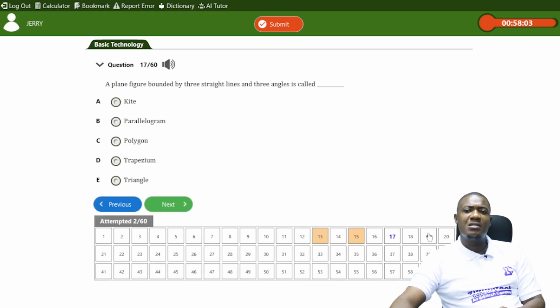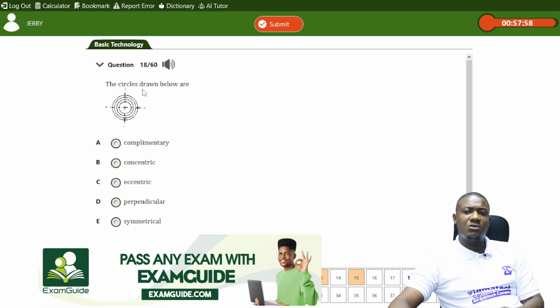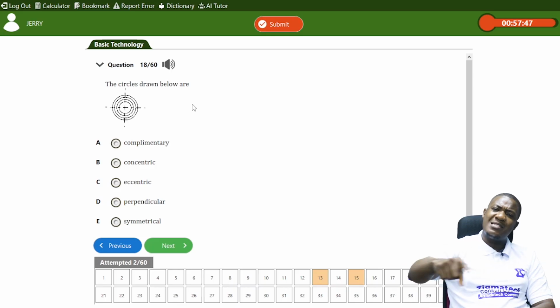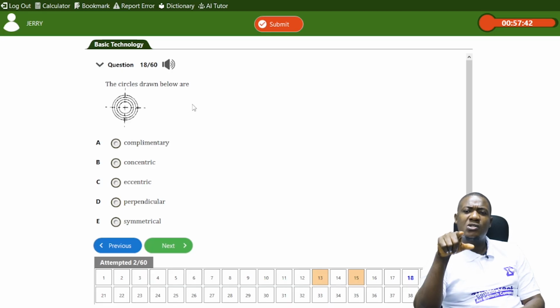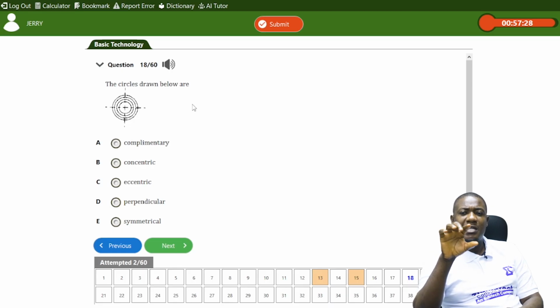We have different questions here to attend to. Look at this. The circles drawn below are... You see why I say it's important you practice questions. In the course of this class, we can have circles drawn in circles. If these circles all have a uniform center, we say that such a circle is a concentric circle. Like the one we are seeing on the screen here, it's a typical example of a concentric circle because we see all of them have a uniform center regardless of the size of the circle. So such a circle is called a concentric circle.